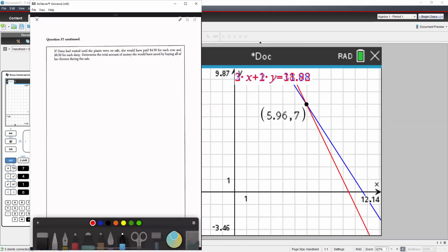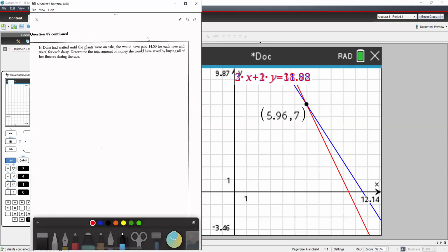What does it say? It says if Dana had waited until the plants were on sale, she would have paid $4.50 for each rose and $6.50 for each daisy. Determine the total amount of money she would have saved by buying all her flowers during the sale. So basically we're going to take these new prices, the sale prices, roses at $4.50 and daisies at $6.50, and multiply by the total number of roses and daisies that she had. That's going to be the total price.